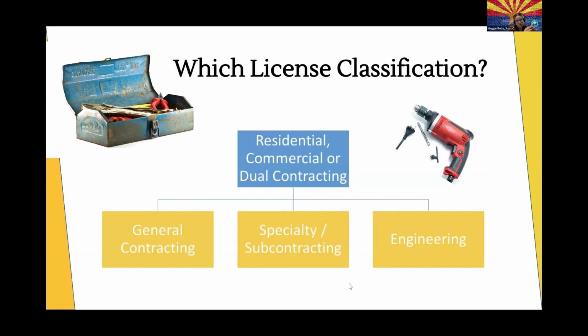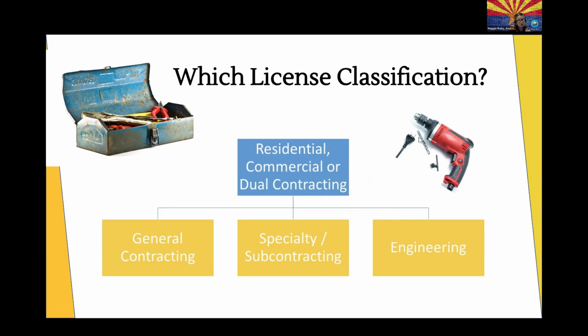Once you've determined how you're going to be applying, you'll need to consider what license classification best fits your scope of work. We have a number of classifications, which can be found on our website under licensing classifications. We cover a strictly residential license, a strictly commercial license, or you can get a dual license, which covers both. We have engineering, general contracting, and then we go into the specialty licenses as well.